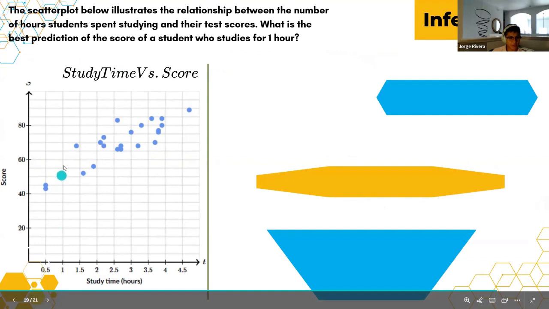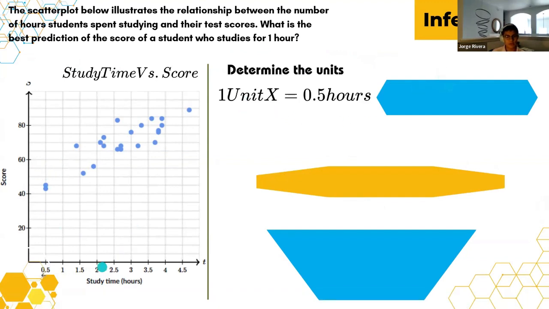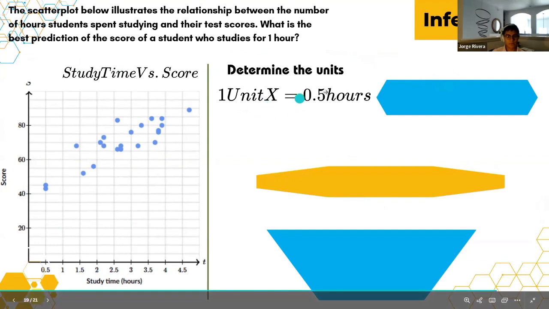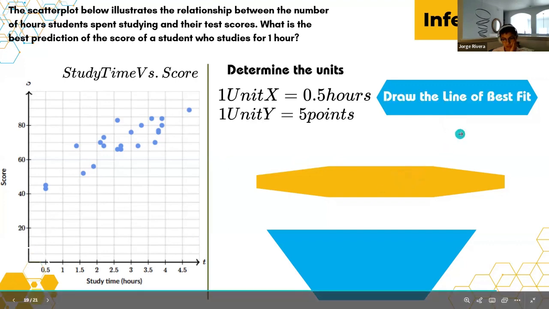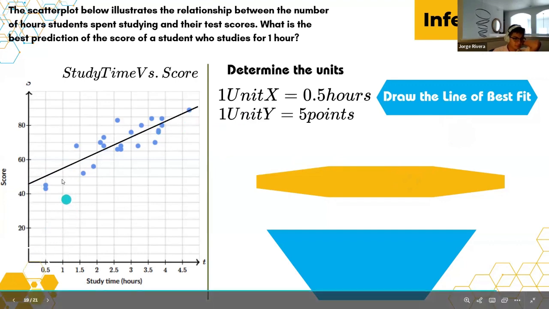And so we can just kind of line it up here, but that's not very clear, right? So we have to determine the unit. So 1 unit of the x value is going to be 0.5 hours, right? 1 unit of the y value is going to be 5 points. So we have to draw the line of best fit. So if we're going to draw the line of best fit, we're just going to plop it right down here, right? And so we could look it up.